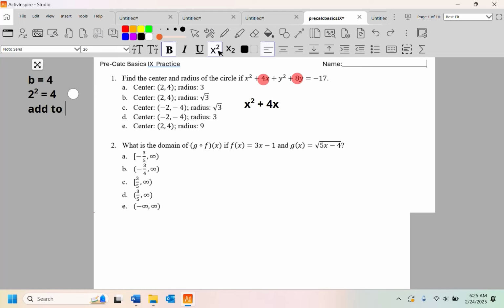And I add to both sides. All right, so plus 4. Now I have the plus y squared plus 8y. And I'm going to take half of 8. 8 over 2 is 4. And 4 to the second is 16. And I add to both sides.